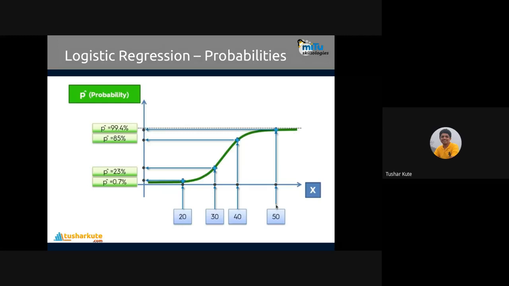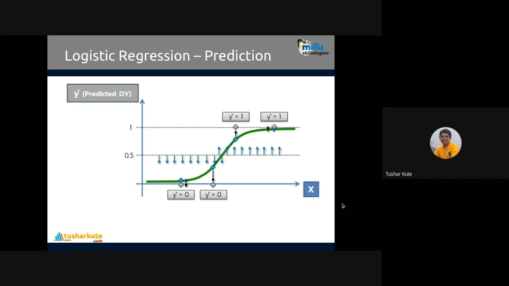These probabilities are generated when I want to do the prediction. By using that curve, now what is the class? Our output is not a probability, our output is a class. So the probabilities which are above 50% are 1, and the probabilities which are below 50% are 0.